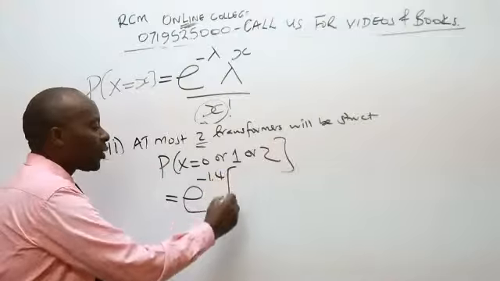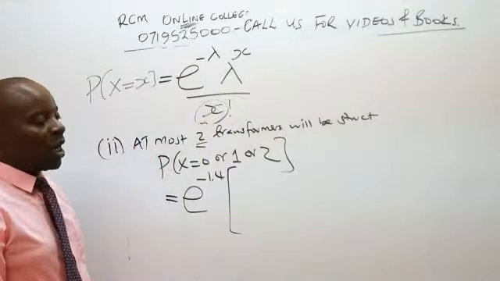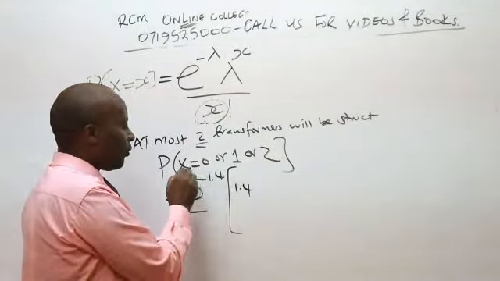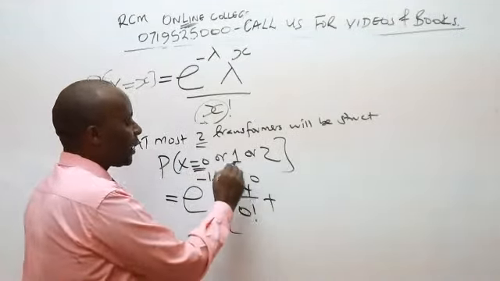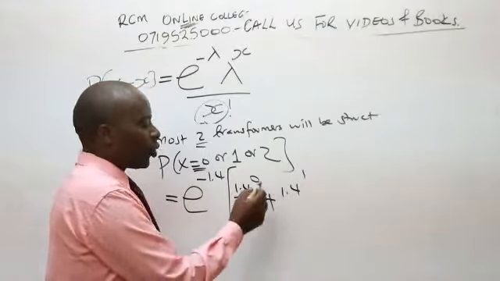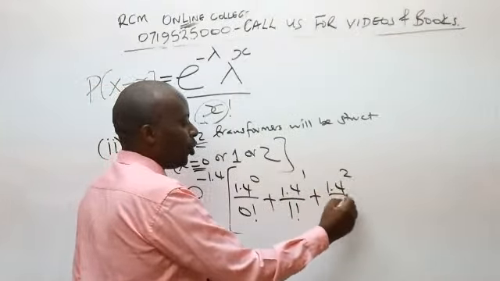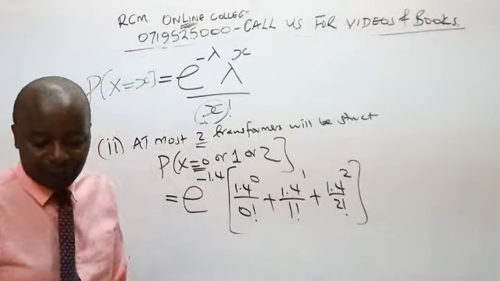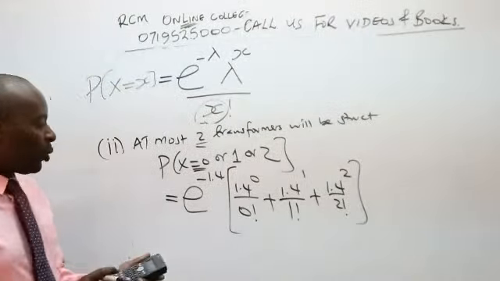And then into brackets, what do we have here? You can see we have lambda raised to x. So lambda is the mean, which is 1.4. So 1.4 raised to the first x figure, which is 0, all over the first x figure factorial, plus the same arrangement, but this time round x is 1, so 1.4 raised to 1 all over 1 factorial, plus 1.4 raised to 2 all over 2 factorial, like that. And you get out your calculator. The moment you get out your calculator, you'll be able to get this very easily.